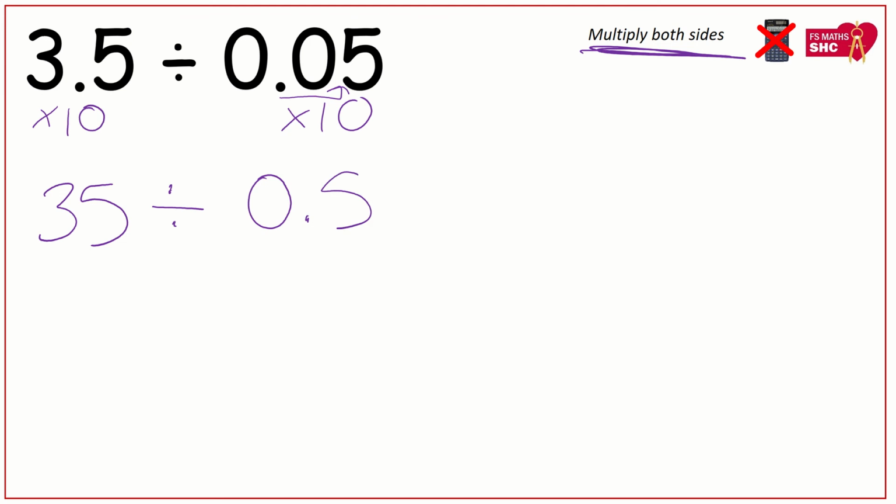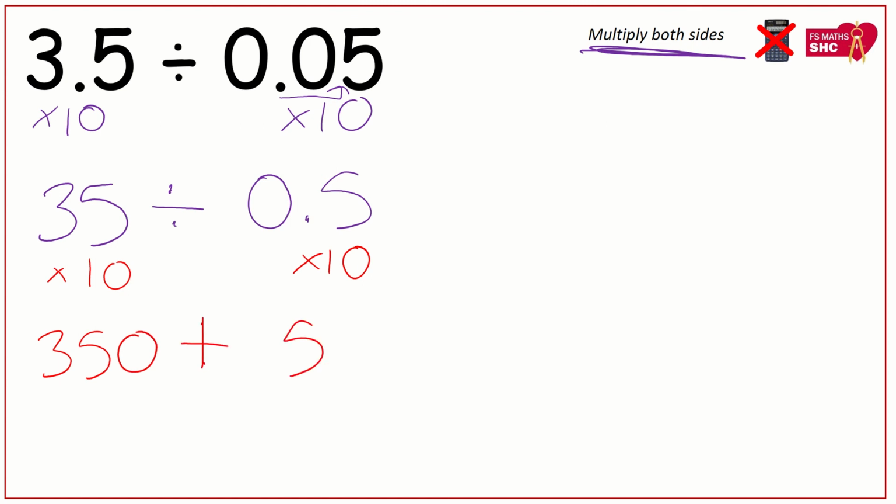0.5. But that's not enough because I still have a decimal point, so I'm going to times it by 10 again. I'm going to keep going. 35 becomes 350, and 0.5 now becomes 5.